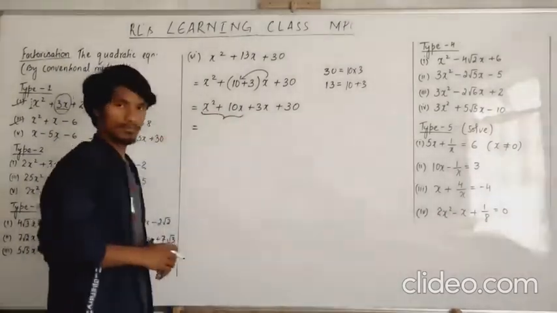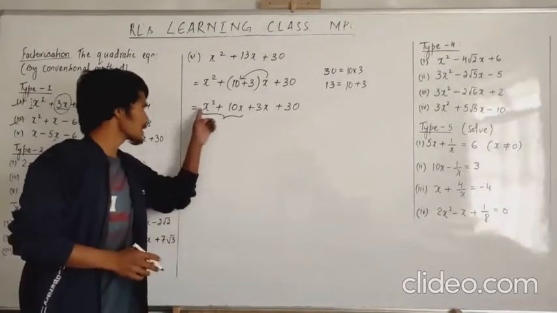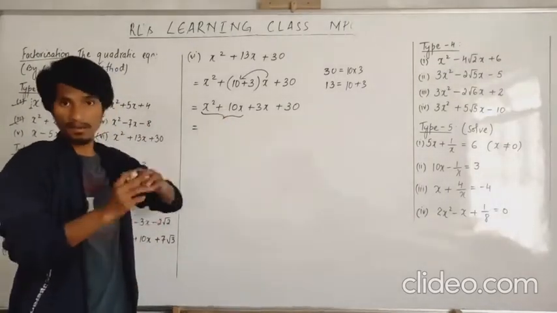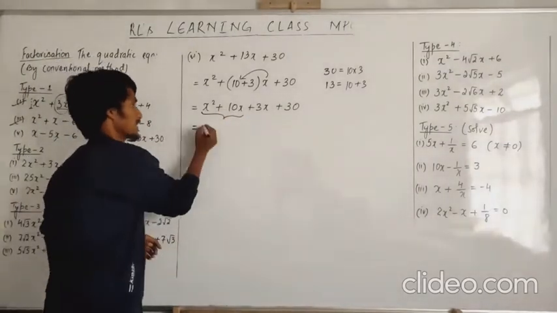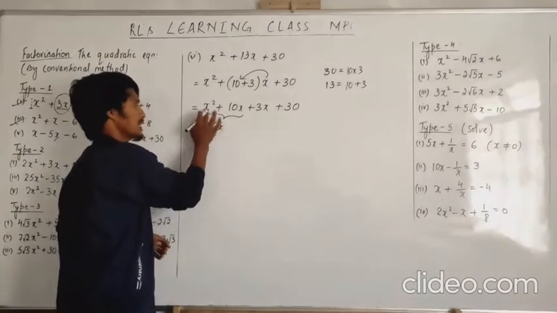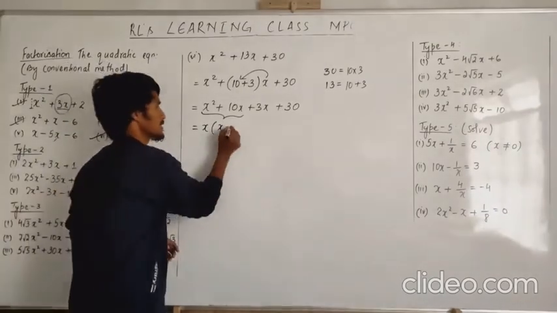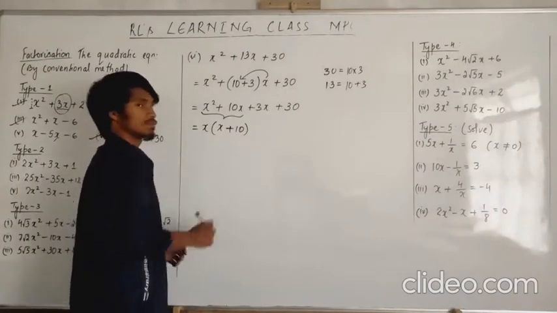Now same process like what we did in question 1 and 3. Here which one are the common? You can check which one is common here. Here there is no 10, but here is 10. Then 10 are not the common. Here is x and here also x, and x are the common. Then x into x is x squared. Then plus x into 10 is equal to 10x.